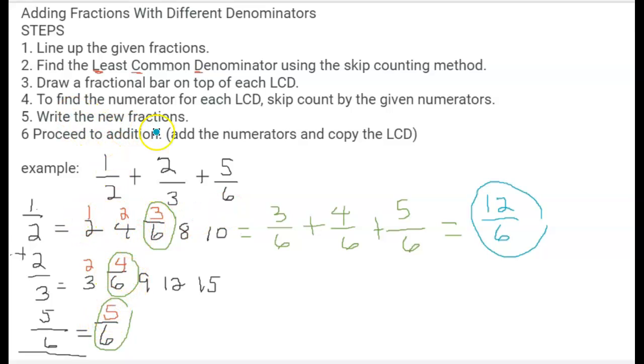And then write the new fractions. My new fractions now, instead of 1/2, I had 3/6. Instead of 2/3, I have 4/6. And 5/6 remains to be 5/6. And then I proceed. I did the addition and add the numerators. 3 plus 4 is 7, plus 5 is 12, and just copy the least common denominator.